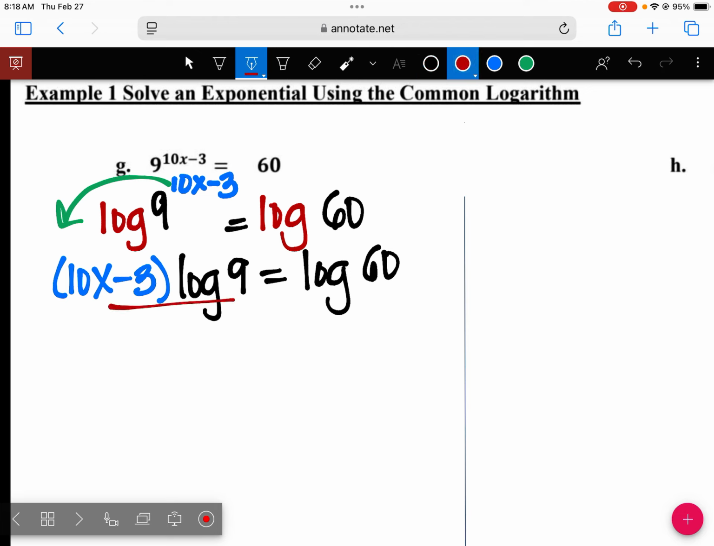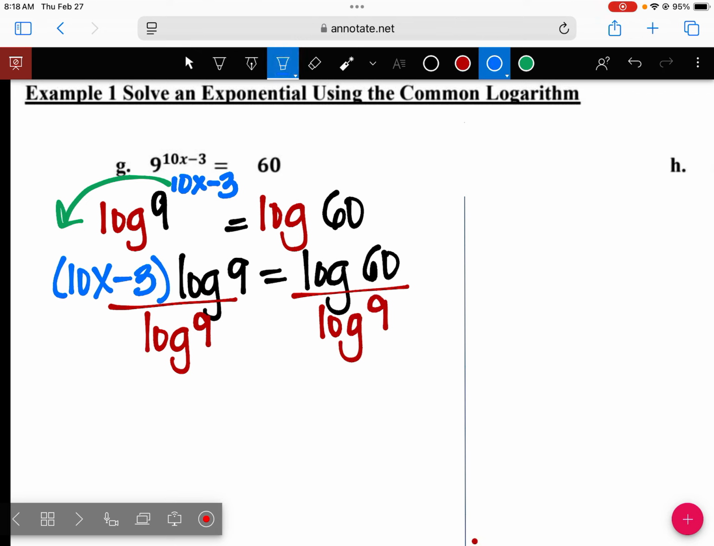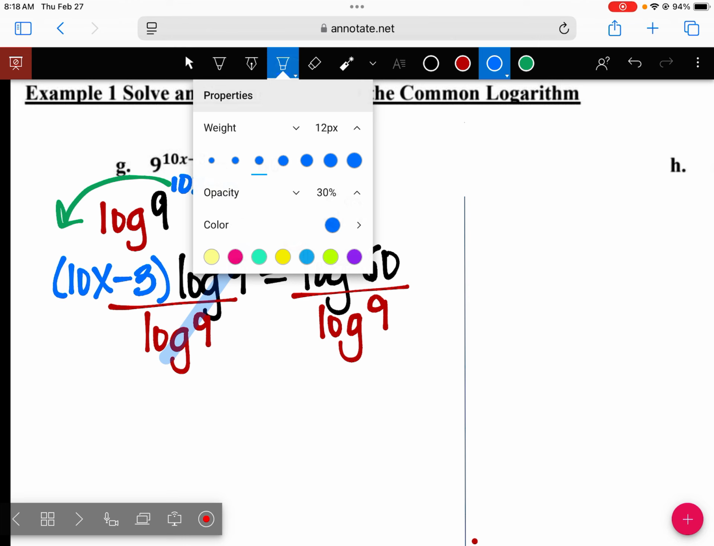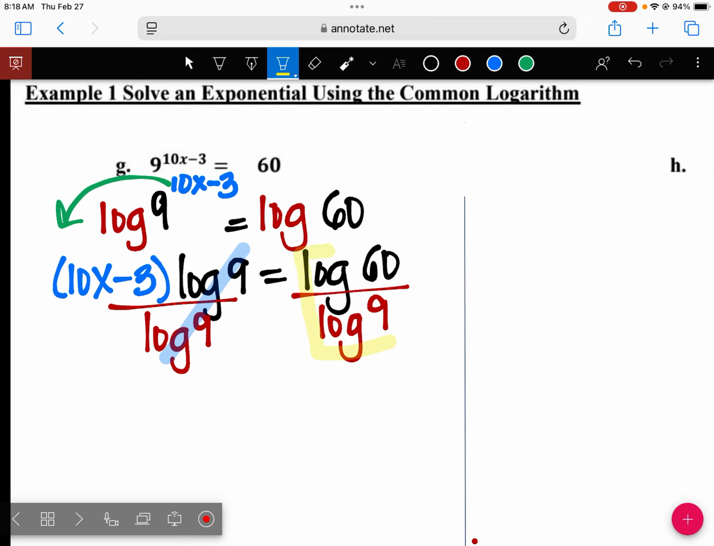And then we divide both sides by the log of 9. And that cancels out the log right here. So pick up your calculator and type this in. Type in log 60 divided by log of 9. So take log 60 divided by log 9.